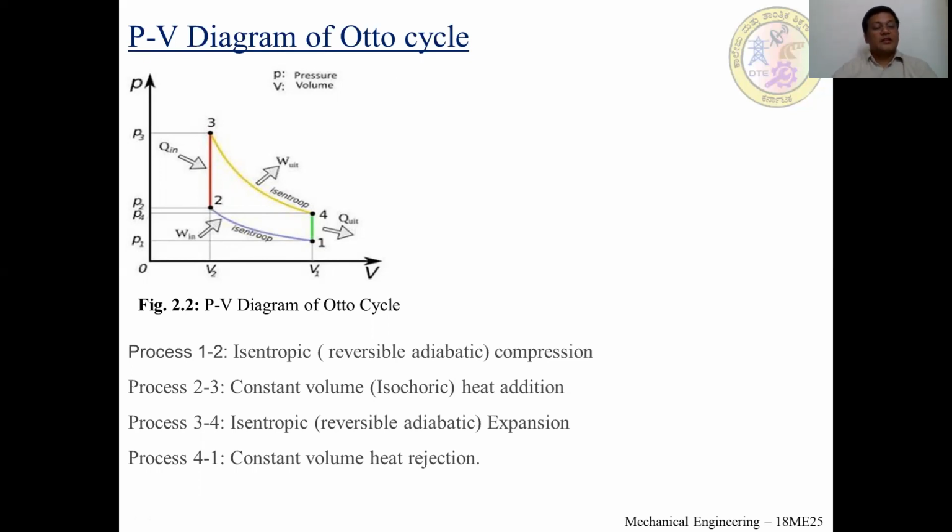The Otto cycle is the ideal cycle for the SI engine, and it is also called the constant volume cycle, because the heat addition takes place in a constant volume process. The Otto cycle is made up of four different processes: isentropic compression, constant volume heat addition, isentropic expansion, and constant volume heat rejection. These are the four processes involved in the Otto cycle.